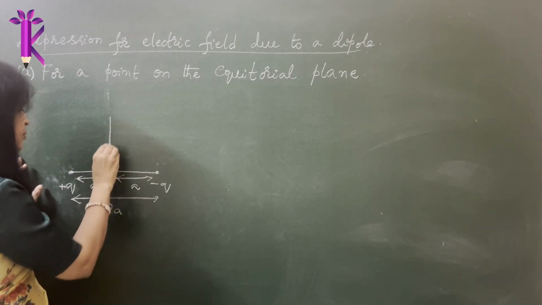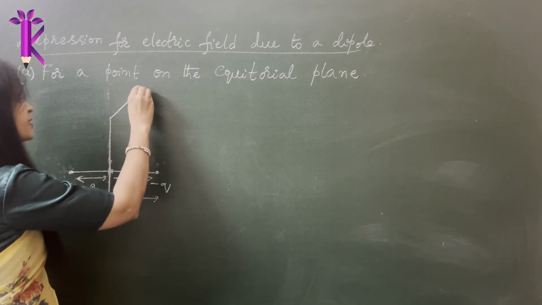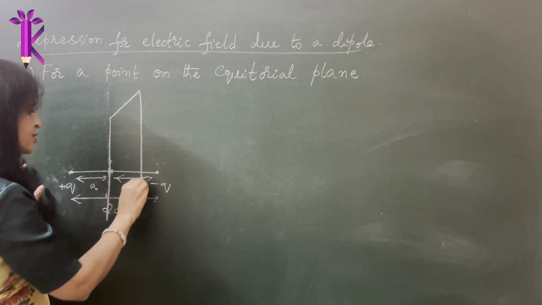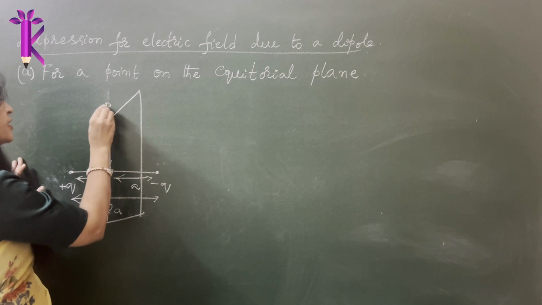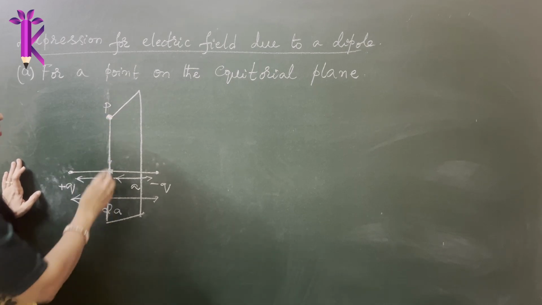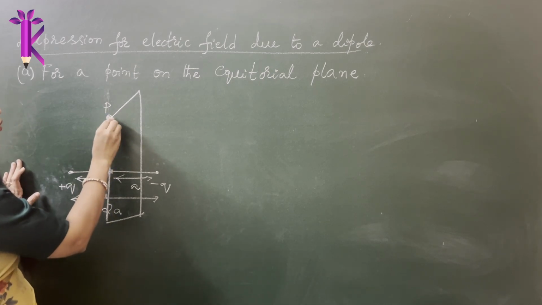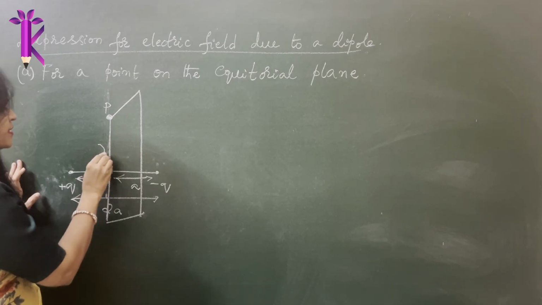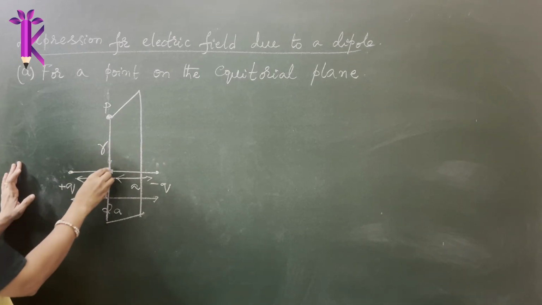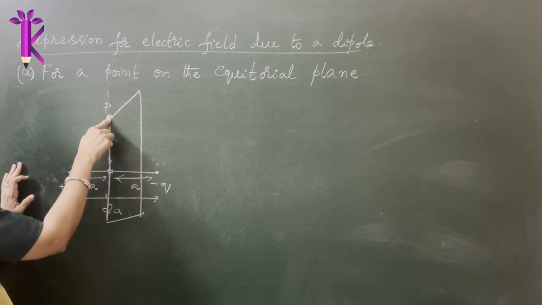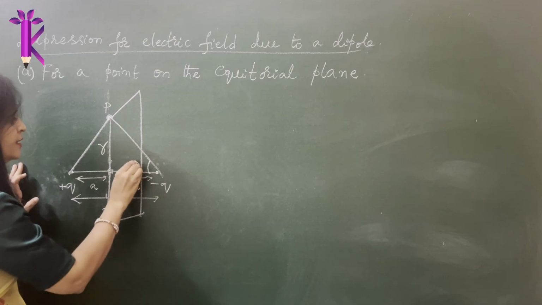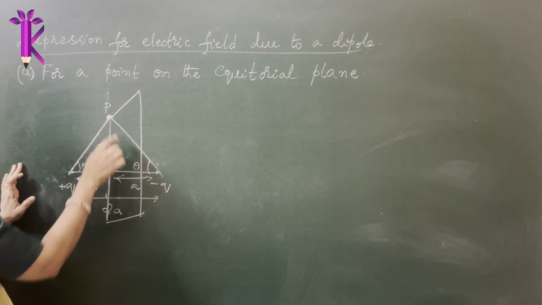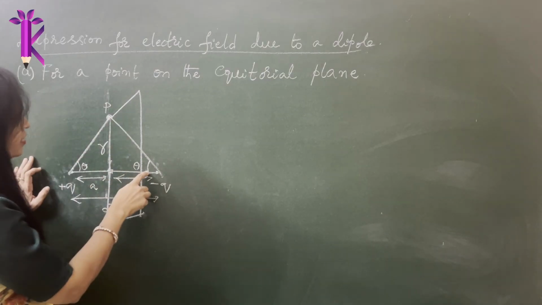So this is the equatorial plane you are considering. You keep the point charge, the test charge, here. So what will happen to the test charge? Let us say this is at a distance r from the center of the dipole. Then you have to calculate the electric field due to these. This angle will be theta, this also will be theta, similarly this is theta.